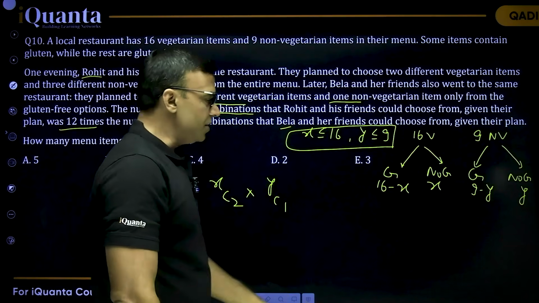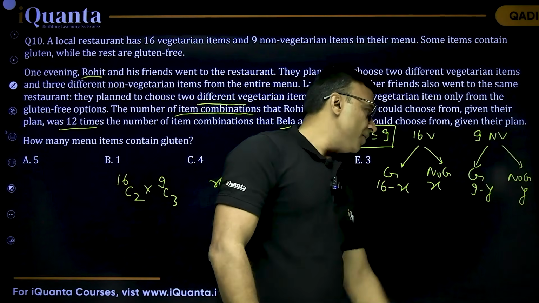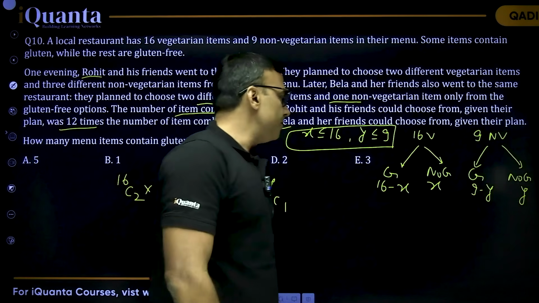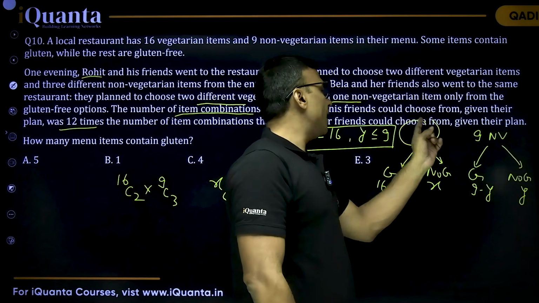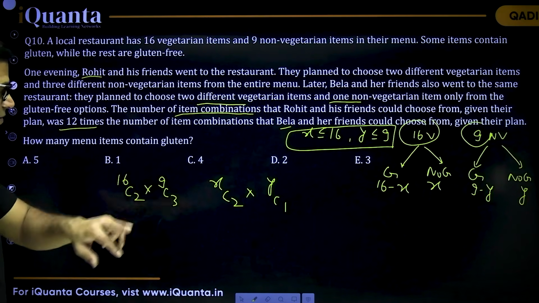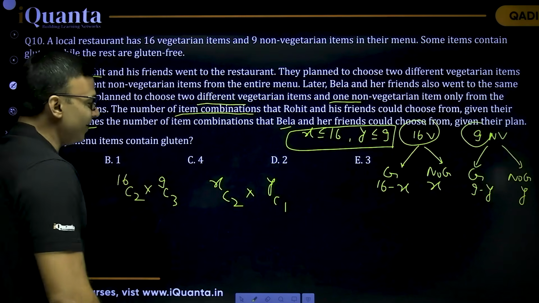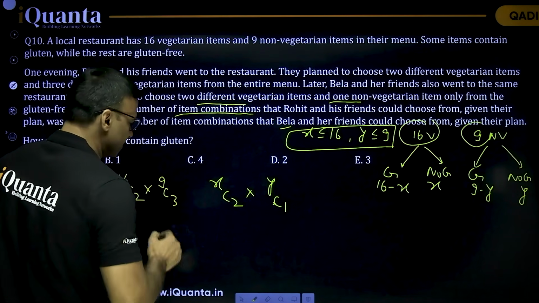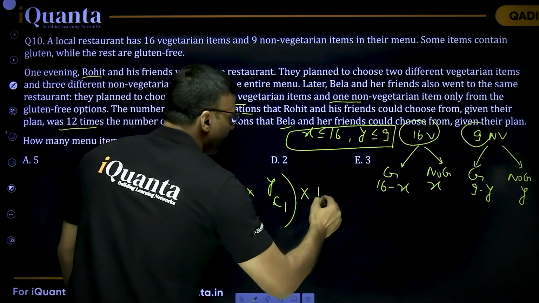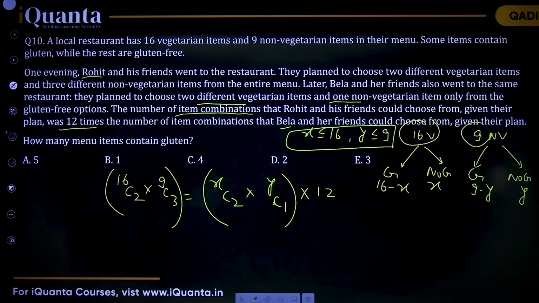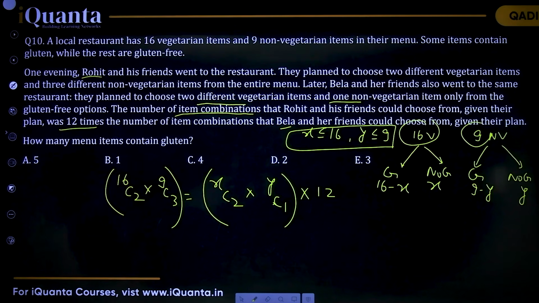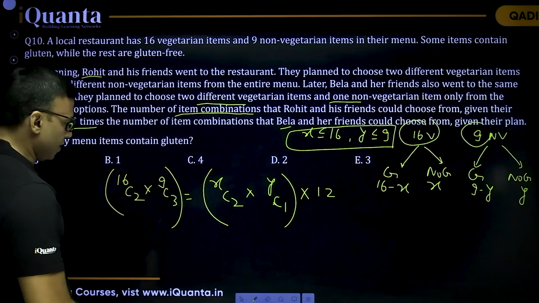So Bella has chosen 2 items from here and 1 item from here. Rohit has chosen 2 items from here and 3 items from here. Rohit did not bother about gluten. Bella is more conscious health-wise. So this value is equal to this value into 12. That's what you need to understand. Now here, again, use numbers judiciously. How will you do that? I'll try to show it to you.